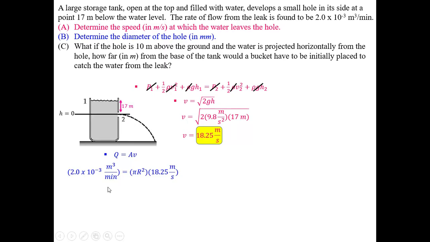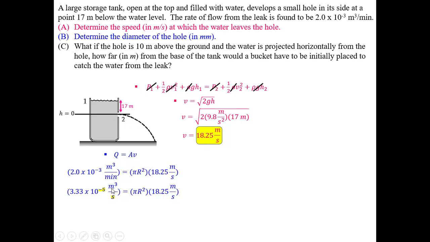But I notice here the flow rate is given in meters cubed per minute, right? On the right side, my speed is 18.25 meters per second. So right away, there's a discrepancy in the unit of time. I need to convert minutes to seconds. Every minute there are 60 seconds, so I'm just going to take this value and multiply by 1 minute, but at the same time divide by 60 seconds. If you do that correctly, you'll get a value of 3.33 times 10 to the negative fifth meters cubed per second. It's important that you convert minutes to seconds so that the units match.